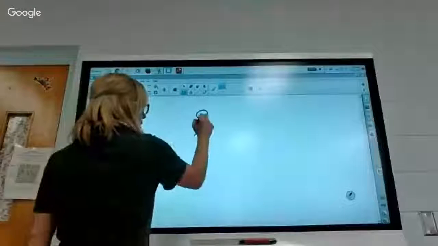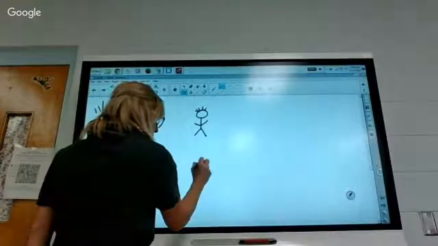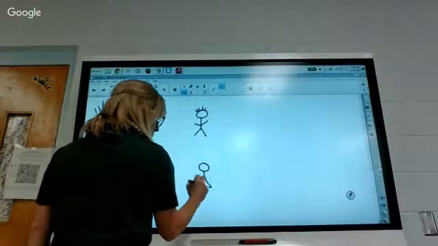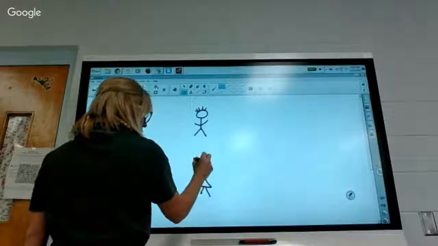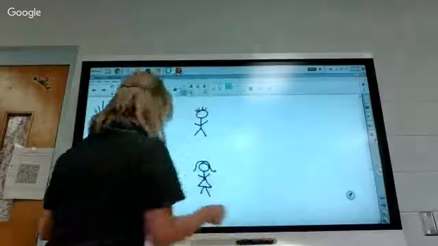So I actually made some very stereotypical looking pictures, but here we go. All right, they were not gender neutral by any means, but anyway.